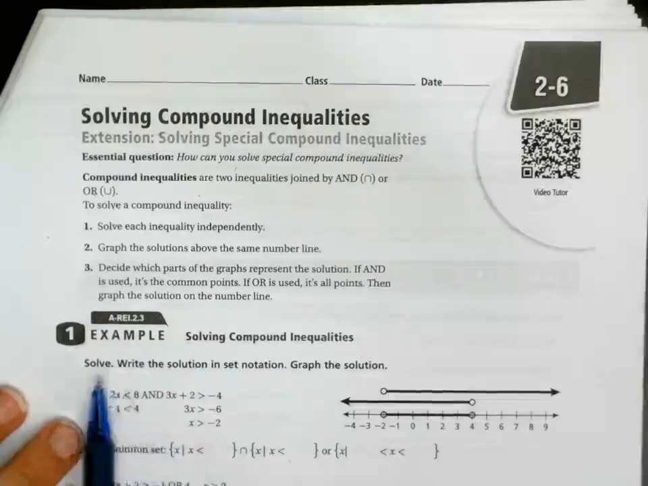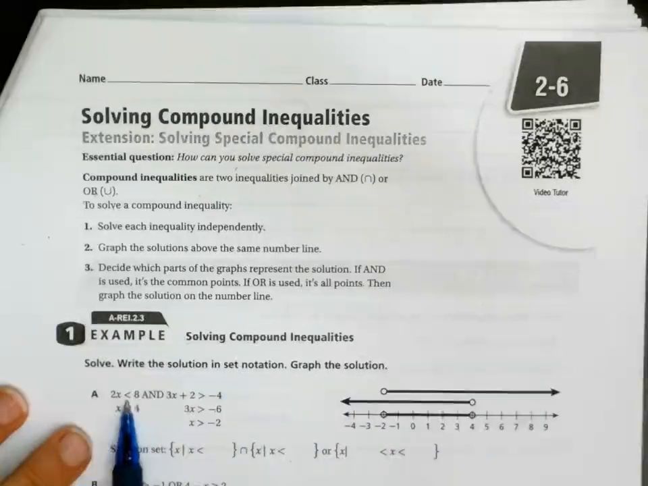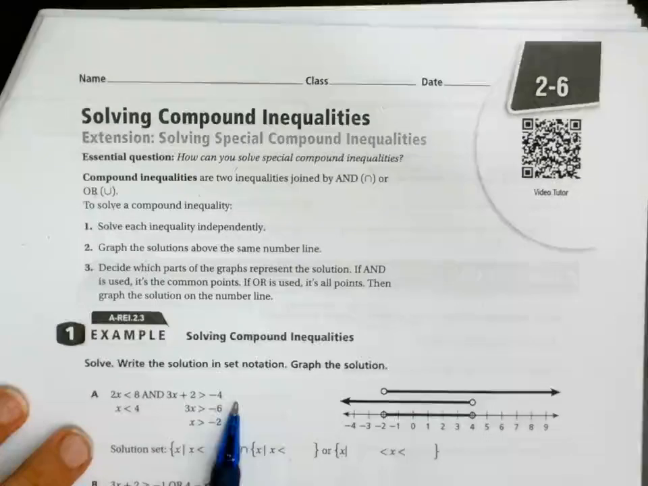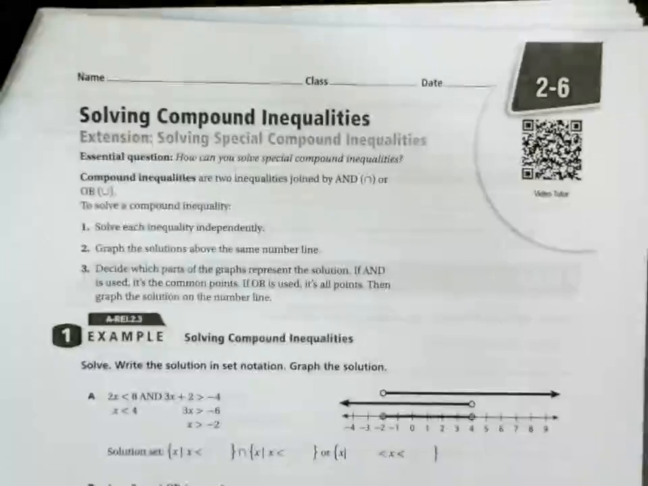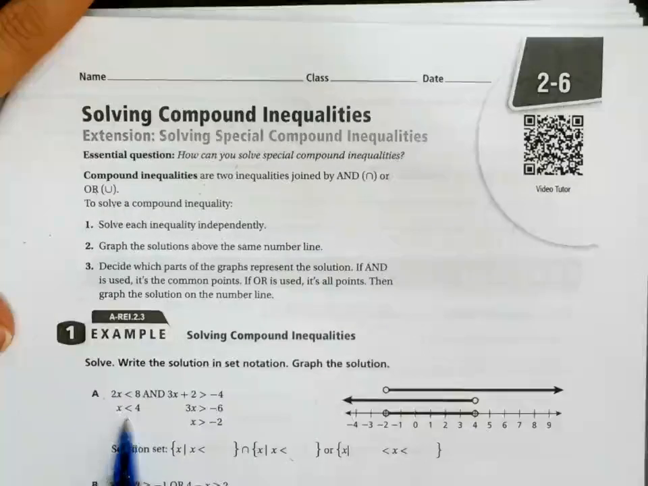So, write and solve in set notation. Graph the solution. 2x is less than 8 and 3x plus 2 is greater than -4. So, when you divide by 2 on both sides, you get x is less than 4. When you subtract 2 from both sides, you get 3x is greater than -6. Divide by 3 on both sides, x is greater than -2.